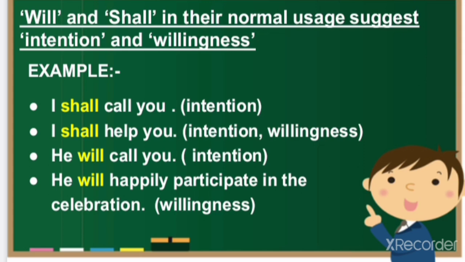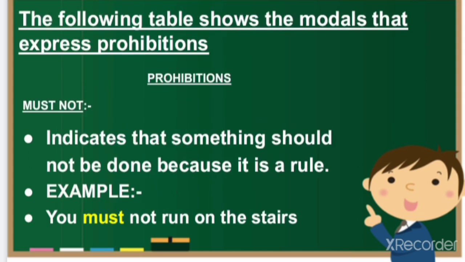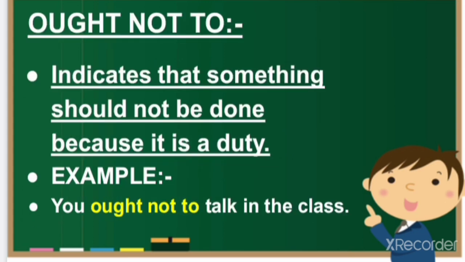He will call you. This shows intention. He will happily participate in the celebration. This shows willingness. Now the following table shows the modals that express prohibitions. Like must not. It indicates that something should not be done because it is a rule. Example, you must not run on the stairs. Ought not to. It indicates that something should not be done because it is a duty. You ought not to talk in the class.